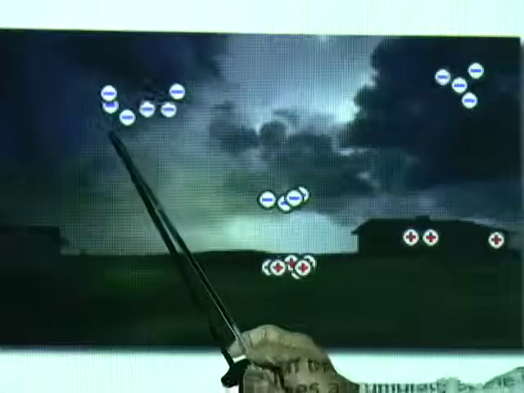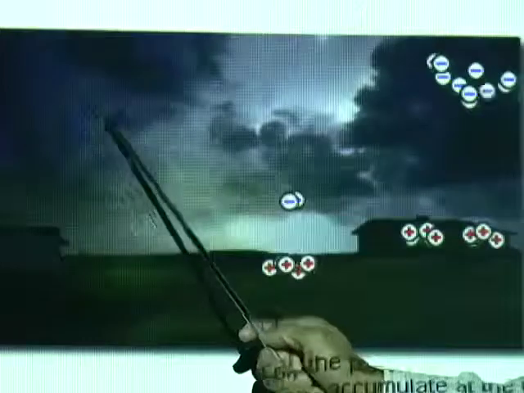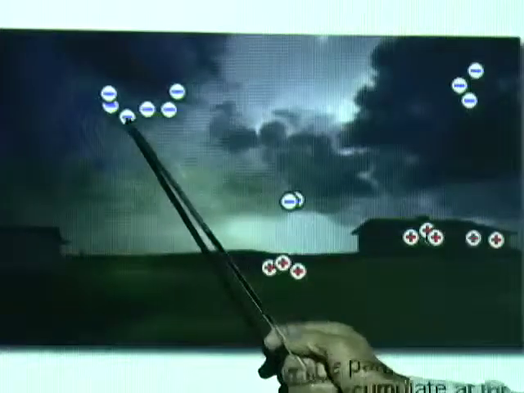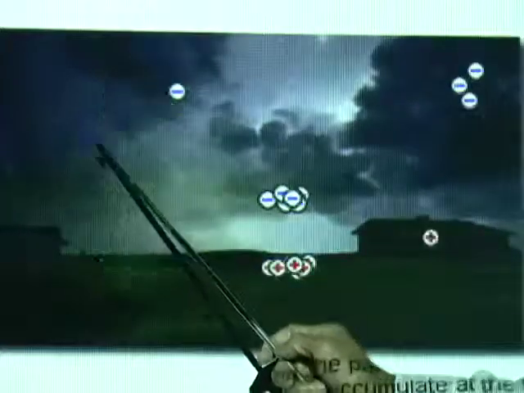Now you can see lightning discharge occurs not only between the cloud and the earth, it also happens between clouds. If you notice, it can happen between clouds. One cloud that is positively charged, another that is negatively charged, can create electrical discharge.